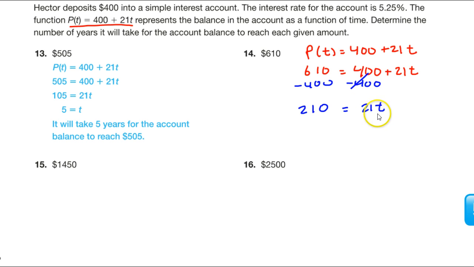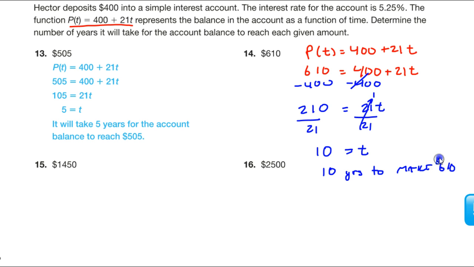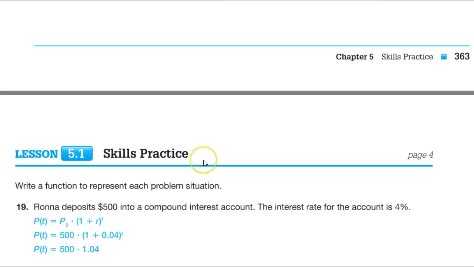We're multiplying, so the opposite operation of multiplication is division. We divide by 21, we divide by 21, this goes away, or actually reduces to 1t. So we have 1t is equal to, when we divide here, 10. So what does that mean? It will take us 10 years to make $610. And that's our answer. And that's essentially what you do for this entire block. So that's all simple interest.